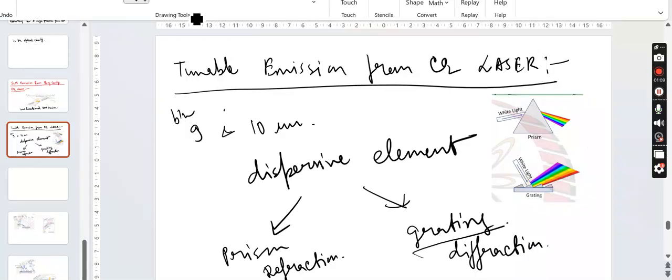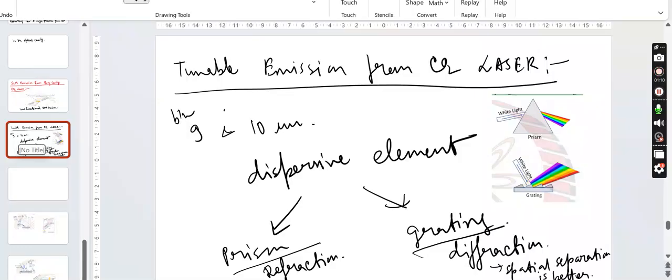Spatial separation is better for grating. So if we put one of this material inside the cavity, we can get the tunable element. But the prism is fine. We have already seen how prism can disperse the light. Using prism, we can get tunability.